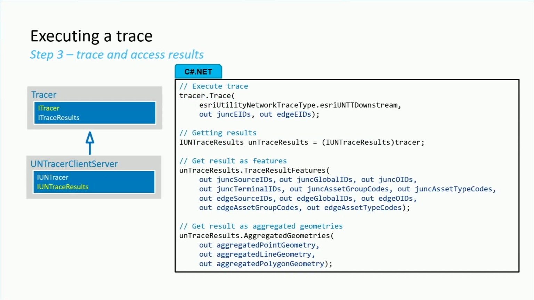So now, the top line is how you execute a trace. In this example, it's a downstream trace, but that's the API you'll use. Execute it. And once you're done executing it, you're going to use a new interface called IUNTraceResults to fetch the information of your trace. So with trace junctions, you can see the global IDs of junctions. You can see the asset groups of all trace junctions and edges. And that's the way you can use it right there.